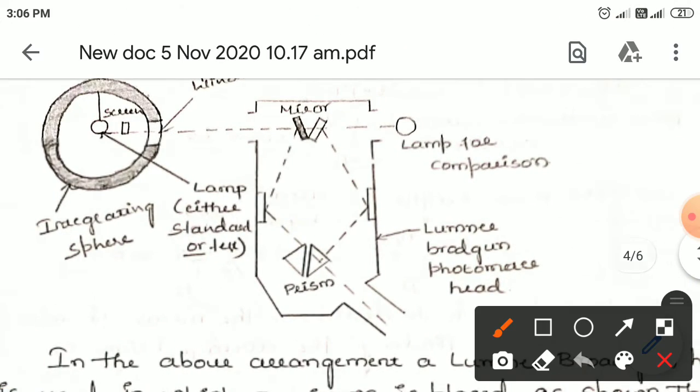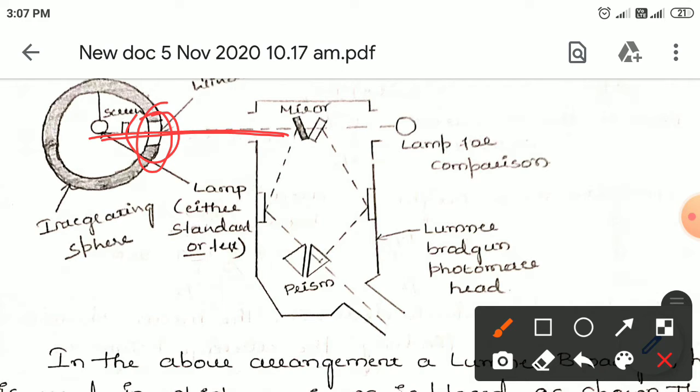So an integrating sphere is a hollow sphere of 1 meter or more in diameter, and its inside surface is painted white to make it diffusing as much as possible, to diffuse the light. There is a small window on the surface of the sphere fitted with translucent glass. The glass is translucent so that the light does not reach the window directly.